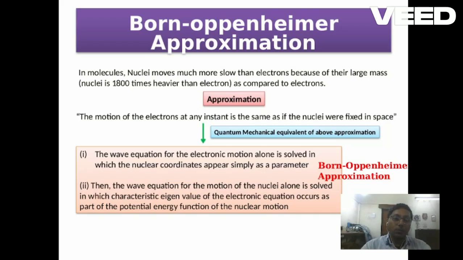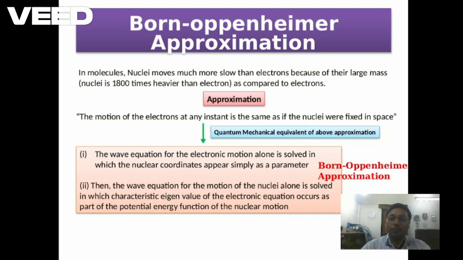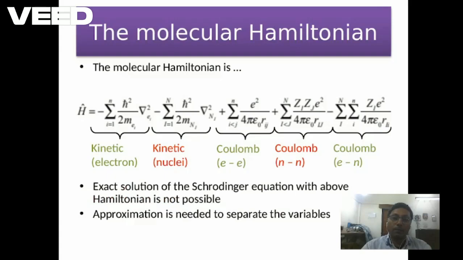So first we do that, and then the wave equation of motion of the nuclei alone is solved, in which the characteristic eigenvalues of the electronic equation occur as part of the potential energy function of the nuclear motion. So these are the two steps in which we apply the Born-Oppenheimer approximation to get the solution of this Schrodinger equation with the molecular Hamiltonian.